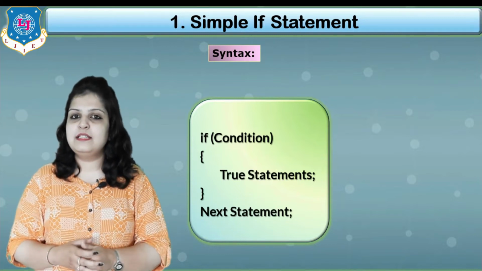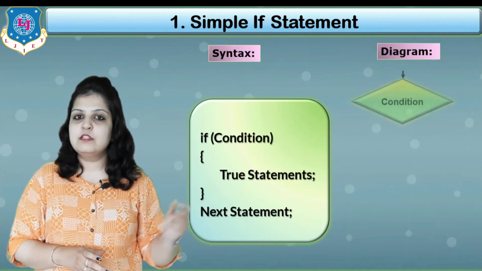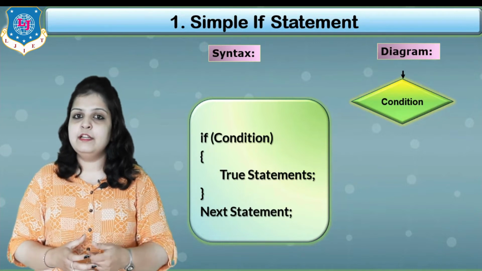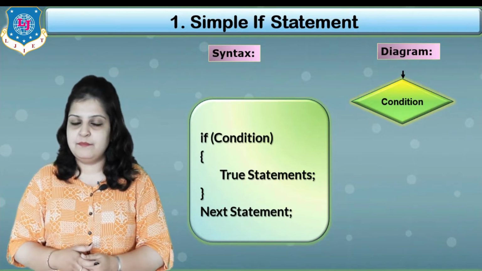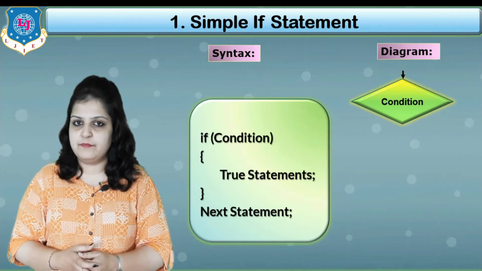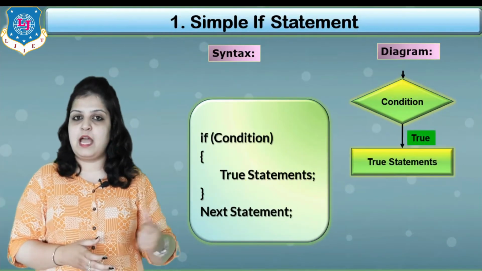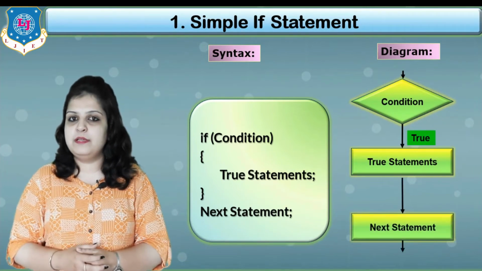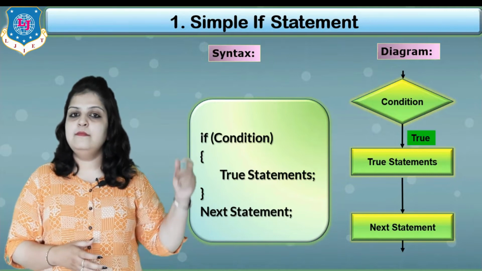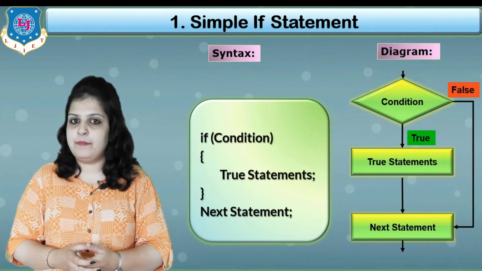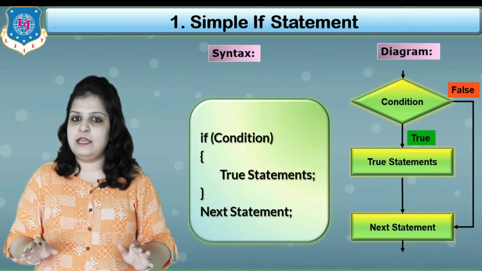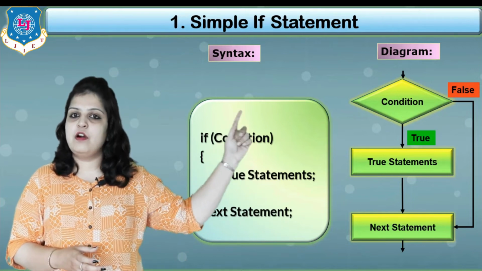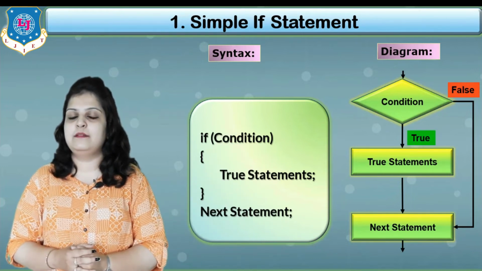Now how can we represent this syntax in diagram form? So let's see here. First of all you have to draw the condition, and for the condition the symbol is a diamond symbol. Just remember the concept of flow chart. If this condition is true, then the true statements will be executed, and then the next statement will be executed. But if this condition is false, then what happens? These true statements will be skipped and our control goes directly to the next statement. So when this condition is false, our control goes to the next statement.